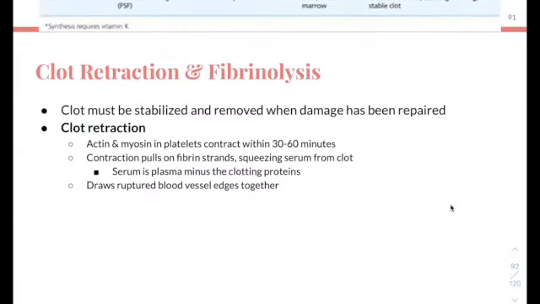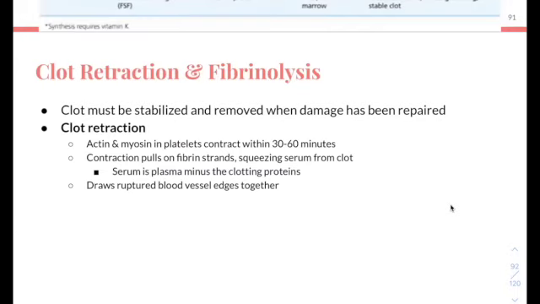So once the blood vessel has been repaired, we have a process called clot retraction. They have to remove that clot. Just like in skeletal muscle, if you remember the actin and myosin, there's also actin and myosin in the platelets that contract within 30 to 60 minutes. The contraction pulls those fibrin strands, squeezing serum from the clot. Serum is plasma minus the clotting proteins.